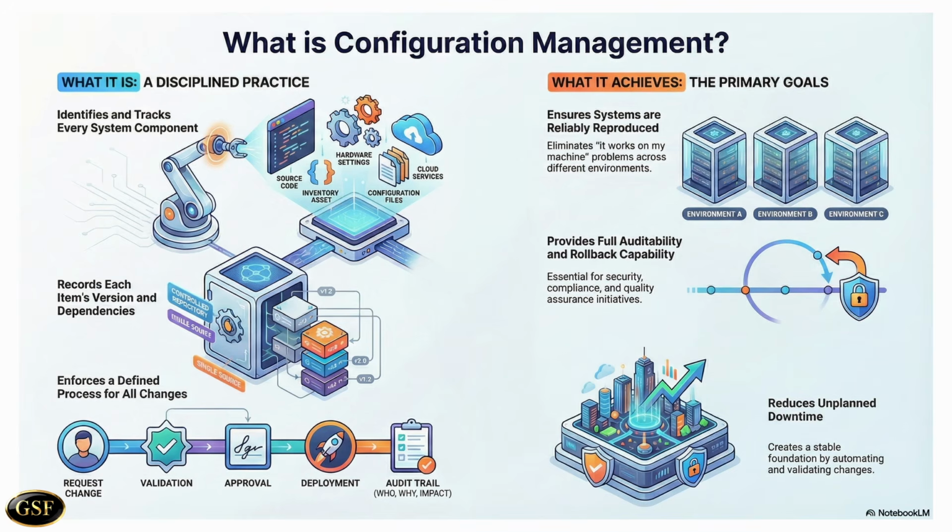The primary goal of CM is to ensure that a system can be reliably reproduced, audited, and rolled back at any point in time. By keeping a single source of truth and automating the propagation of approved changes across development, testing, staging, and production environments, CM eliminates "it works on my machine" problems, reduces unplanned downtime, and provides the traceability required for security, compliance, and quality assurance initiatives.